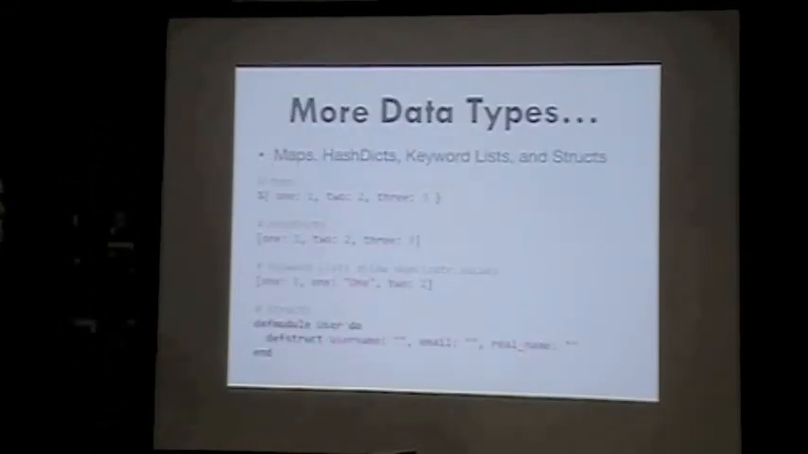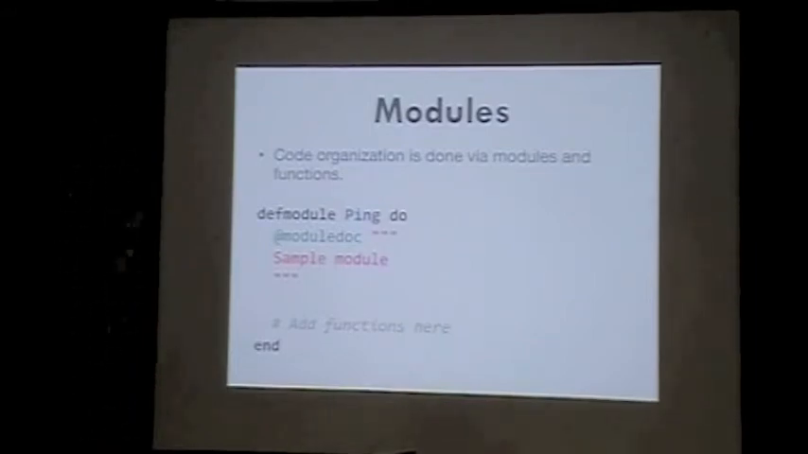There's a few more data types. I won't really go into these, but they're basically key value stores. They all have specific advantages and disadvantages. This one here is just a simple key value store. You can have multiple keys, each pointing to different values, and you can have however many keys you want. A struct contains a set amount of keys. We don't use those a whole lot in Elixir, but they're used occasionally.